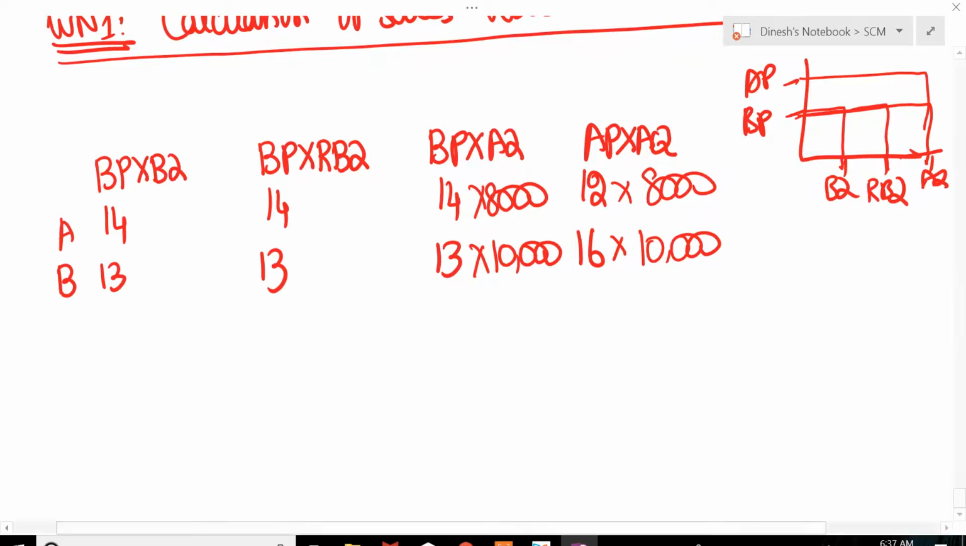Point number 1, calculation of RBQ. Below that, total of AQ equal to 18,000, which is 8 plus 10. Split that into 2.